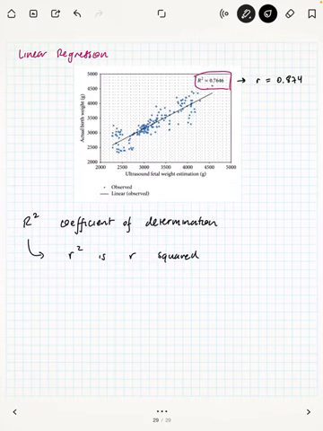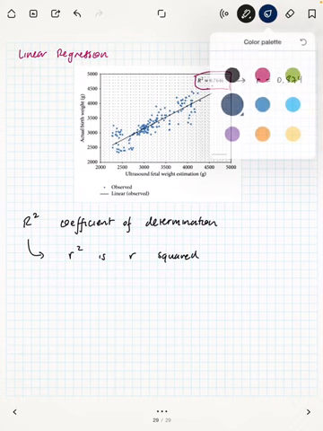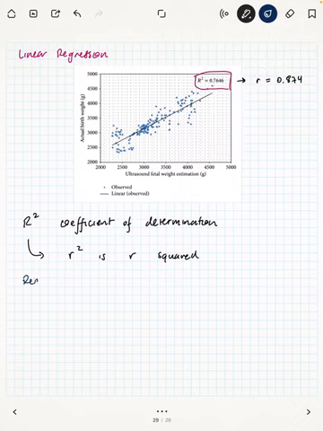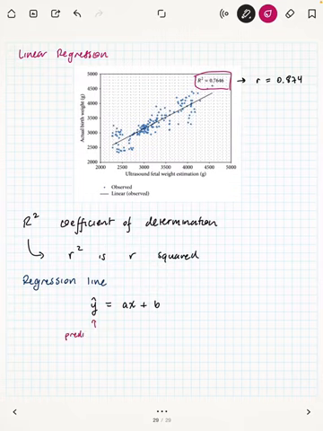So what the regression line is, right? It's a mathematical model. Or actually, I should say statistical model. So the regression line has a form: Y hat equals AX plus B. This is an equation of a line, okay? And Y hat is the predicted Y value that corresponds to the X value that we pick.